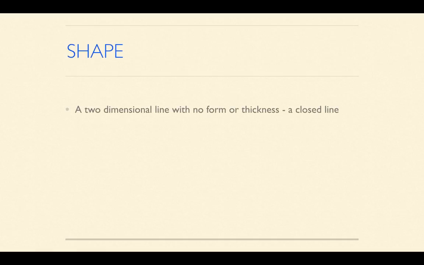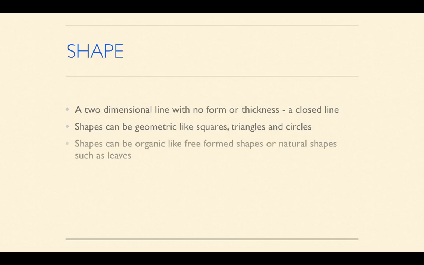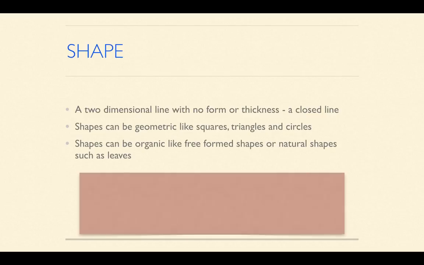Shape. It's actually a two-dimensional line with no form or thickness, a closed line. So our squares, our stars, all those other things, a couple of the ones that I showed in Illustrator. They can be geometric, like squares, triangles, and circles. Or they can be organic, which is free-form shapes or natural shapes, such as a leaf. So if you see a shape of a leaf, that's considered an organic shape.